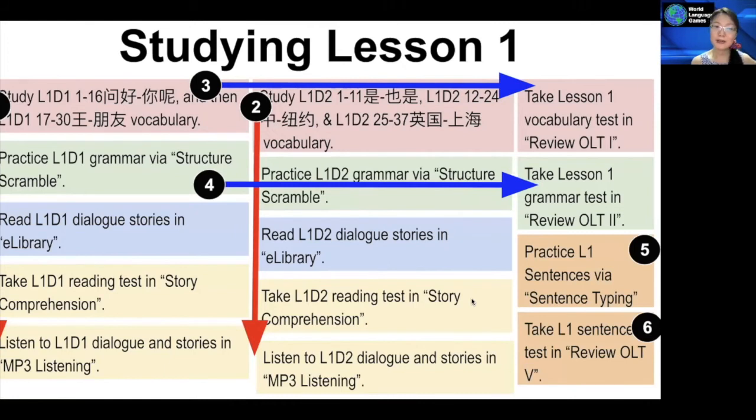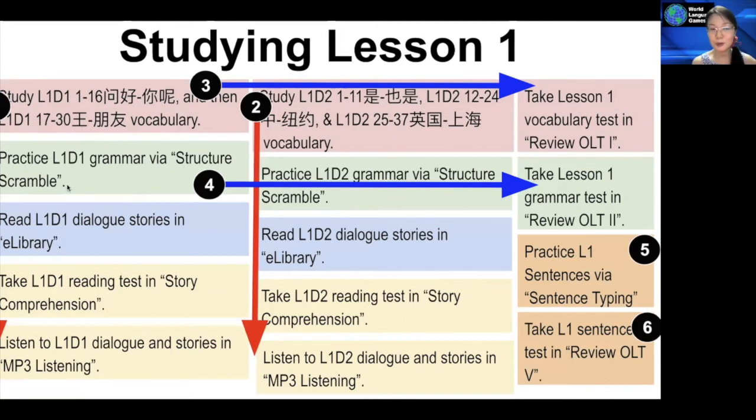Here is a sample procedure that I would suggest you follow. Let's say you're studying lesson 1. The first thing I want you to do is to study lesson 1, dialogue 1, the first set of vocabulary, and then the second set of vocabulary. After that, you'll be able to practice lesson 1, dialogue 1 grammar through structure scramble.